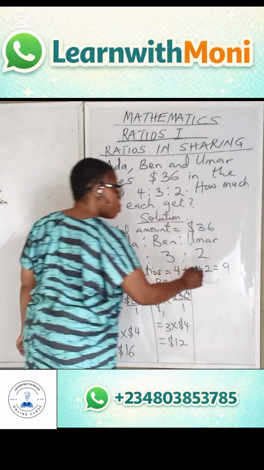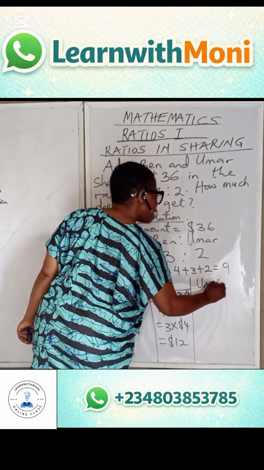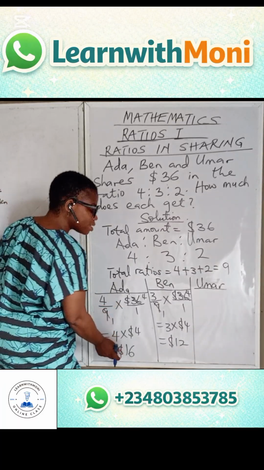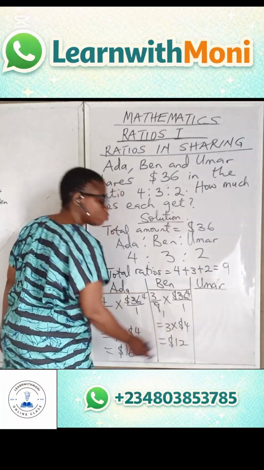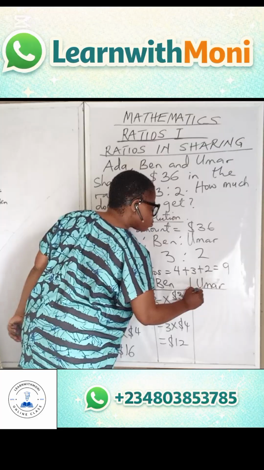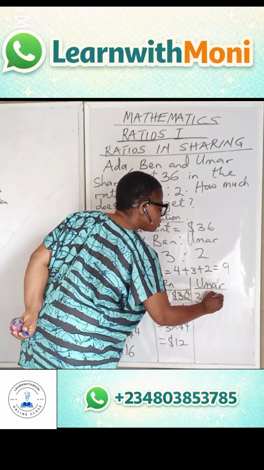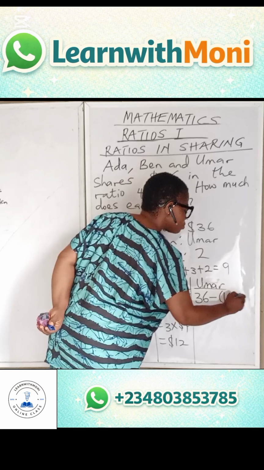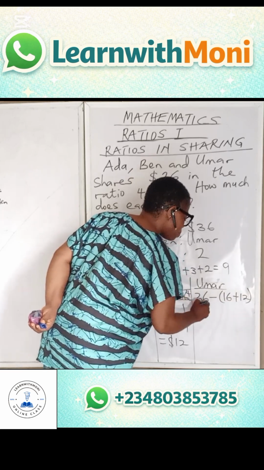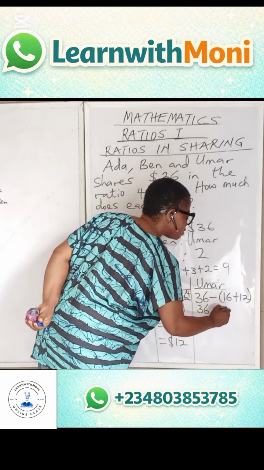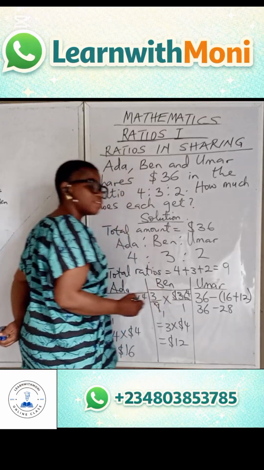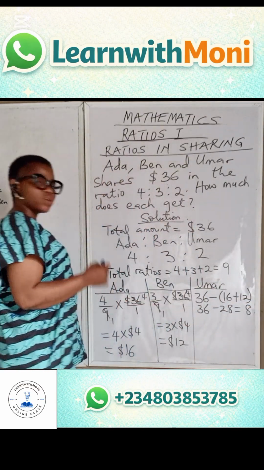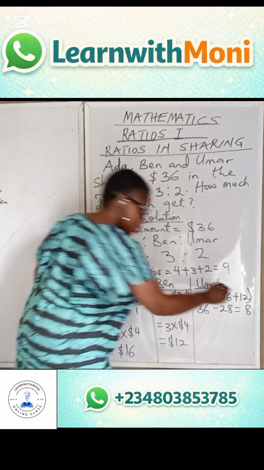For us to know how much Umar takes, we can actually do simple subtraction. Ada is taking 16, Ben is taking 12, so Umar is going to have 36 minus 16 plus 12. 16 plus 12 is 28. Then 36 minus 28, that is 8. So Umar is going to have $8.